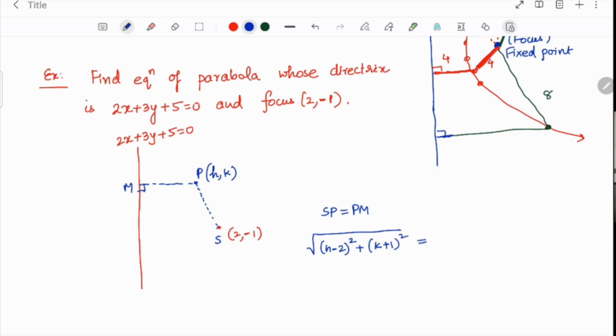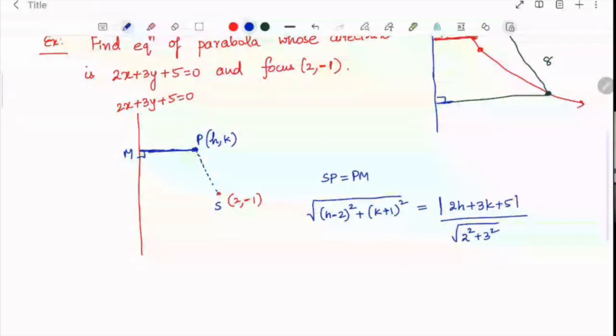Now what is the distance between P and the fixed line, the directrix? What is this perpendicular distance? It is 2h plus 3k plus 5 divided by root of x coefficient square plus y coefficient square, that is root of 2 square plus 3 square. Okay. Now I do squaring on both sides and then I'll replace h comma k with x comma y.